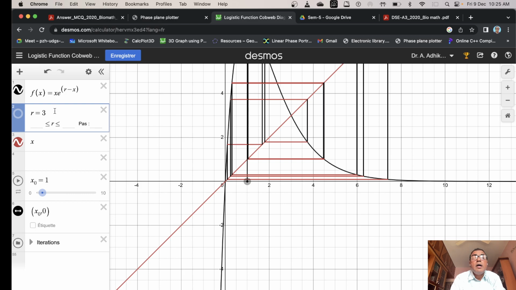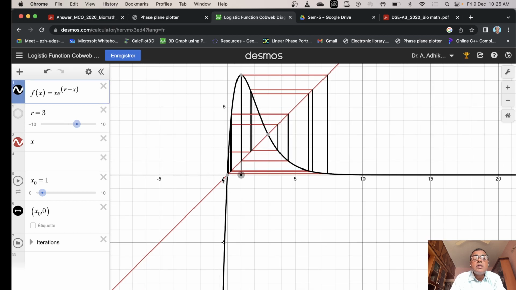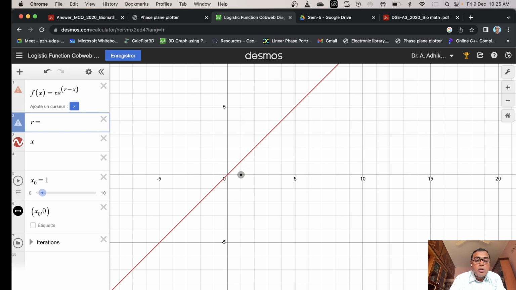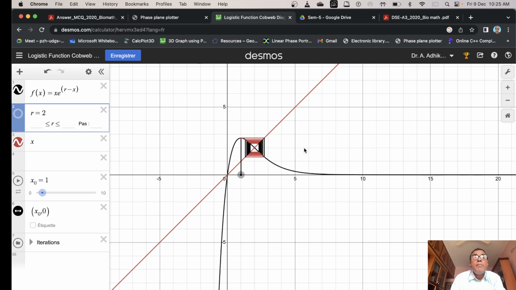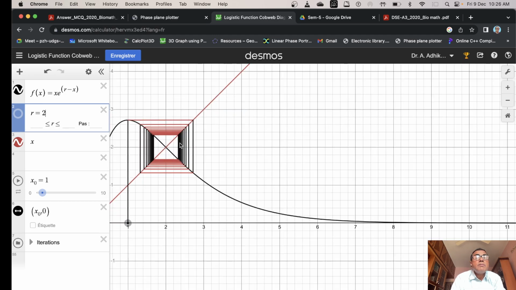Clearly the first equilibrium point is the intersecting point with the diagonal, the origin, and the other intersecting point is at 3. This is the non-trivial equilibrium point, and we get this type of cobweb, going from this to this and ultimately cycling between these. So this is the period doubling.